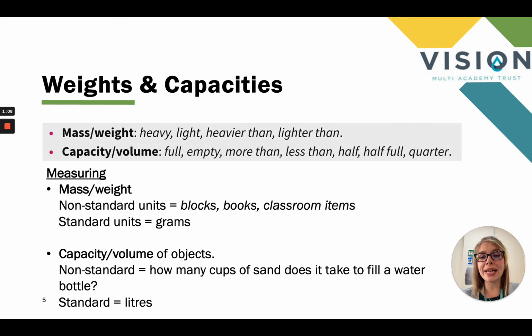So looking at weights and capacities. When we're talking about mass or weight, we want to be using the vocabulary of heavy, light, heavier than, lighter than. Whereas when we're talking about capacity or volume, we want to be using full, empty, more than, less than, half, half full, quarter, quarter full. And when we're measuring non-standard weights, for mass and weight, we can be using items around the classroom, we can be using blocks, we can be using books on scales, and the standard unit we'll be using would be grams.